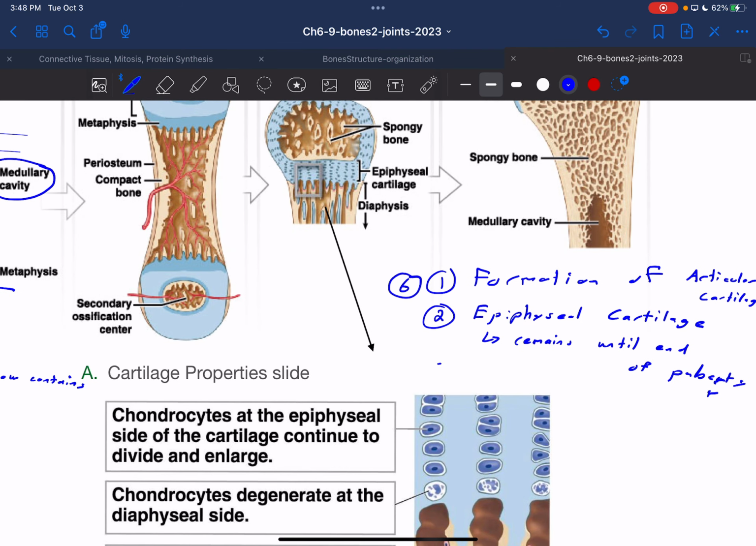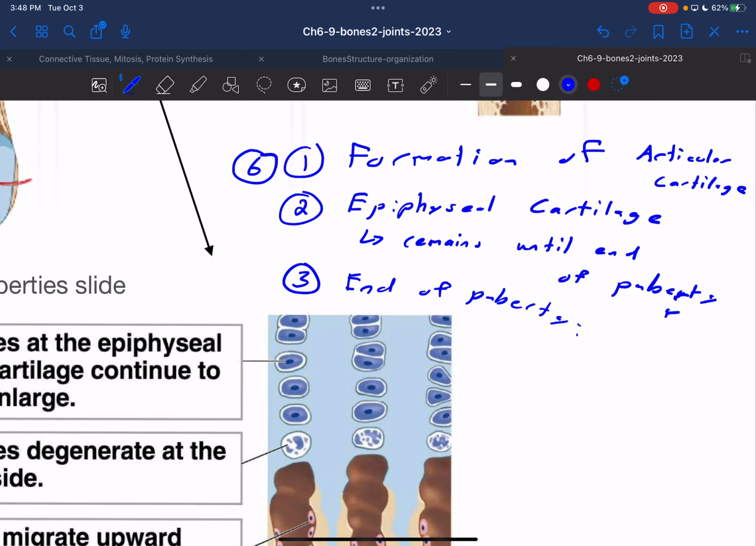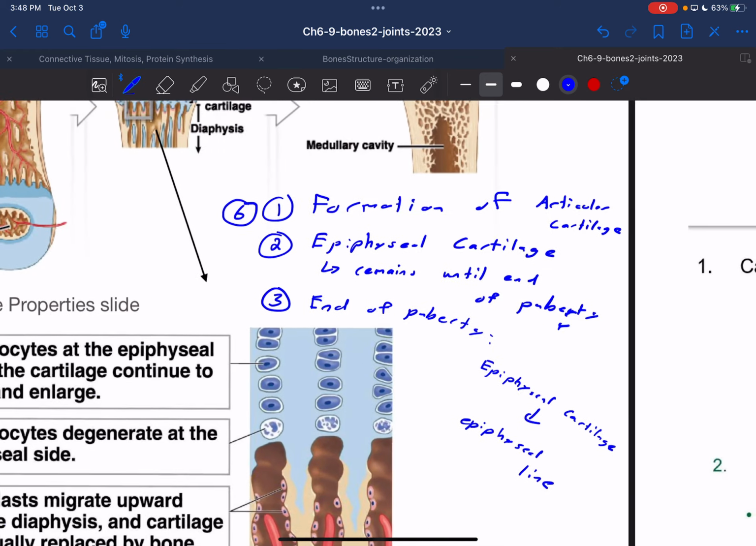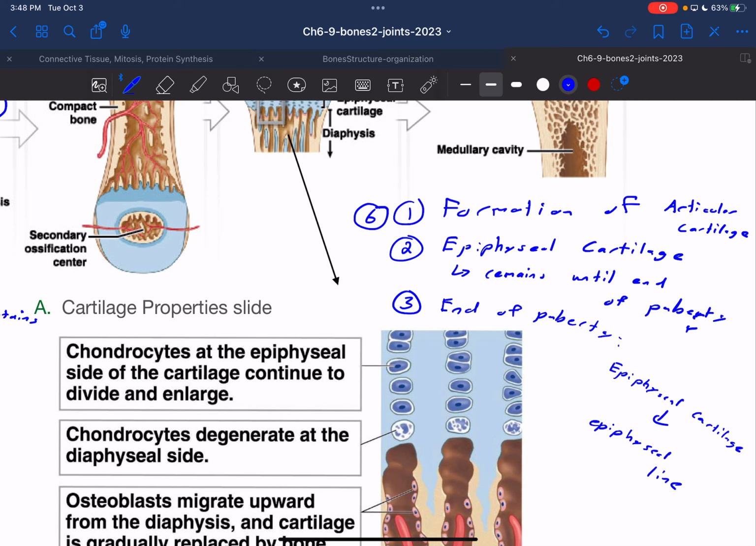And then we'll just add it to 6 here. Number 3, at the end of puberty, colon, epiphyseal cartilage converts to the epiphyseal line. And that's really the end of this segment.